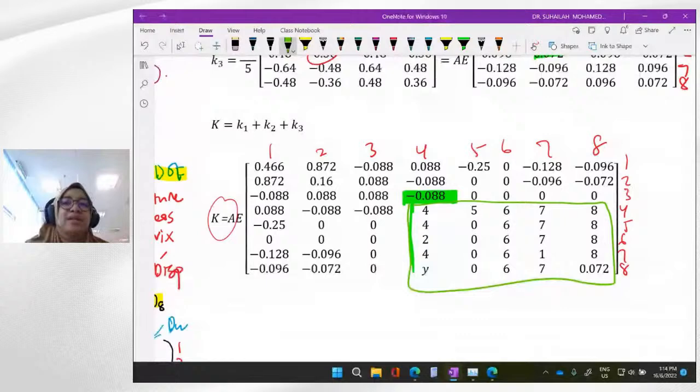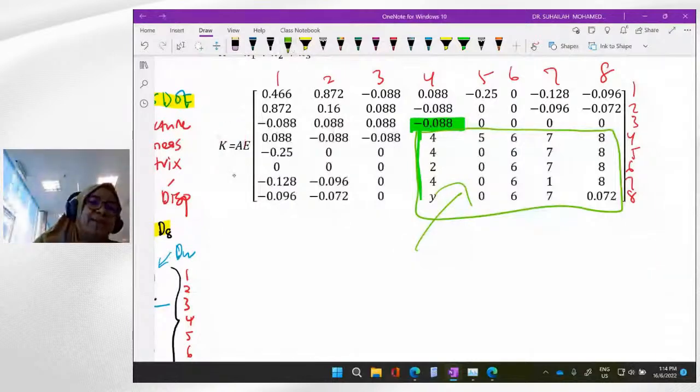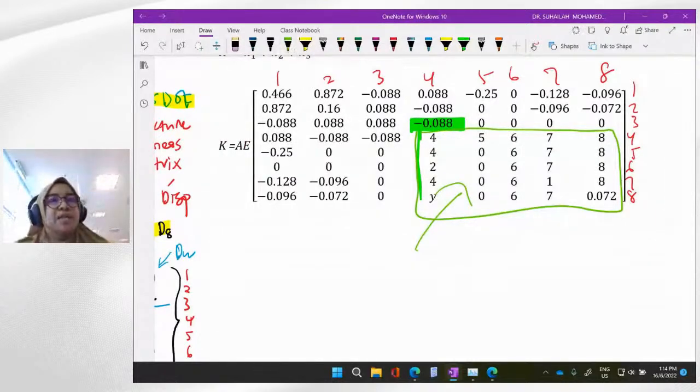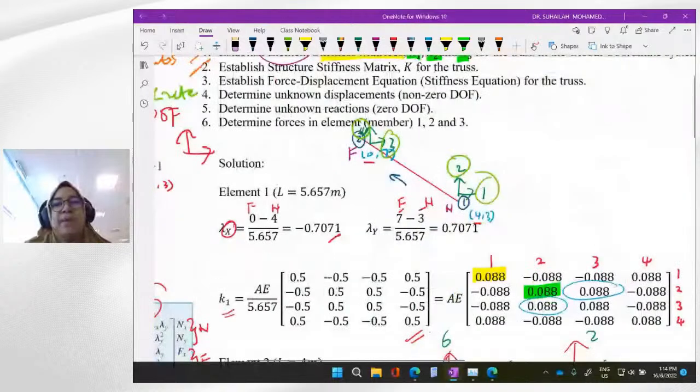This one doesn't mean anything. The numbers inside don't have any meaning. It is just for me to get the matrix 8 by 8 into this. Okay, so please continue to calculate the remaining values in the structure stiffness matrix, because in the next video, part C, I will continue to analyze the remaining.